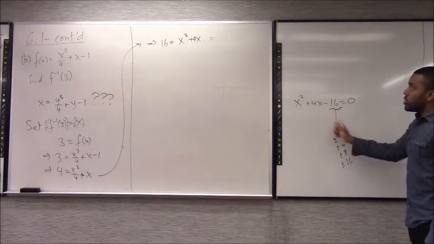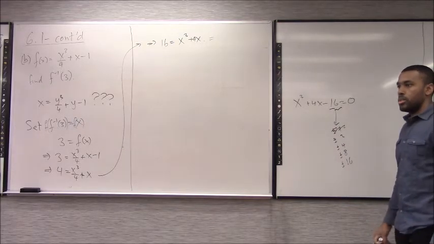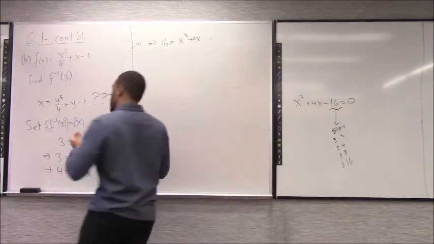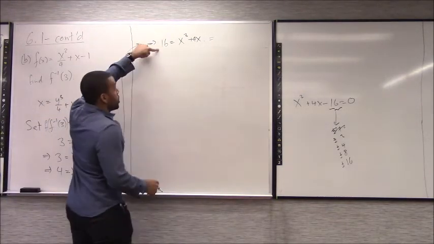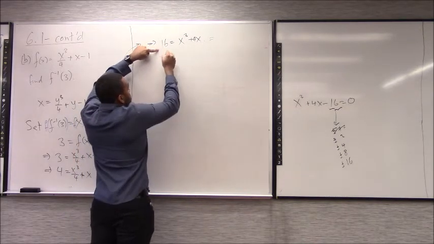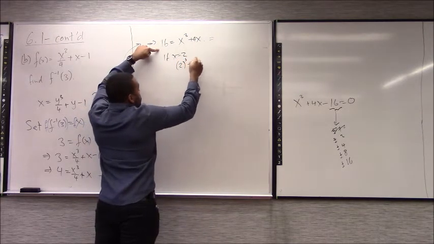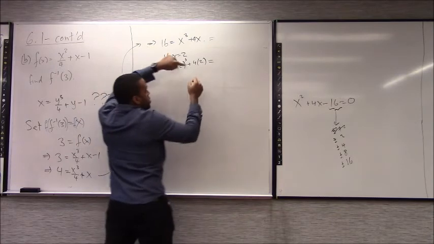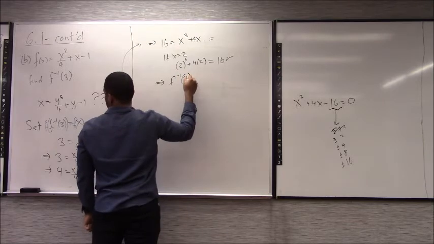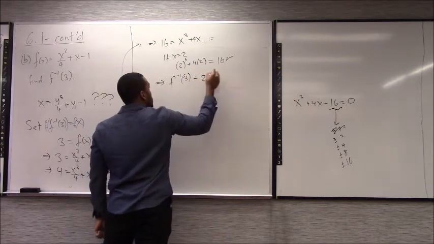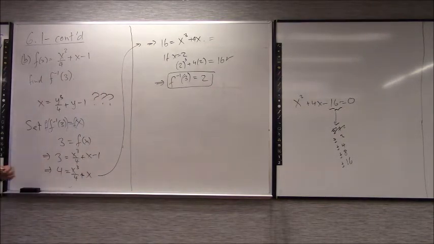So you can clearly see that 1's definitely not going to work, so you'll ignore that, and then you start by plugging in a 2. So it's not just totally random. There are some strategies you can use here. So plug in 2. If x equals 2, you'd realize that if you take 2 cubed plus 4 times 2, that gives you 8 plus 8, that gives you 16. So this means that f inverse of 3 is equal to 2. That's what we were after.